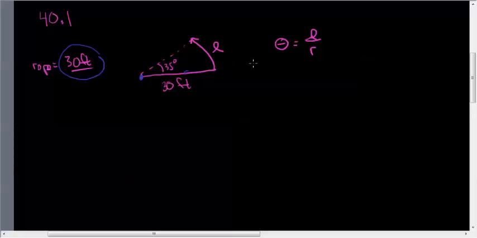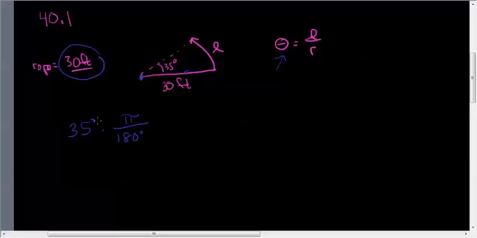All right, we remember that the definition of a radian angle is the ratio of the arc length to the radius. So when theta is in radians, theta equals L over R. So how do I change 35 degrees to radians? I take 35 degrees and multiply it by pi radians over 180 degrees. That's my conversion. 180 goes downstairs because I want degrees to cancel. So 35 pi divided by 180 gives me a radian angle.